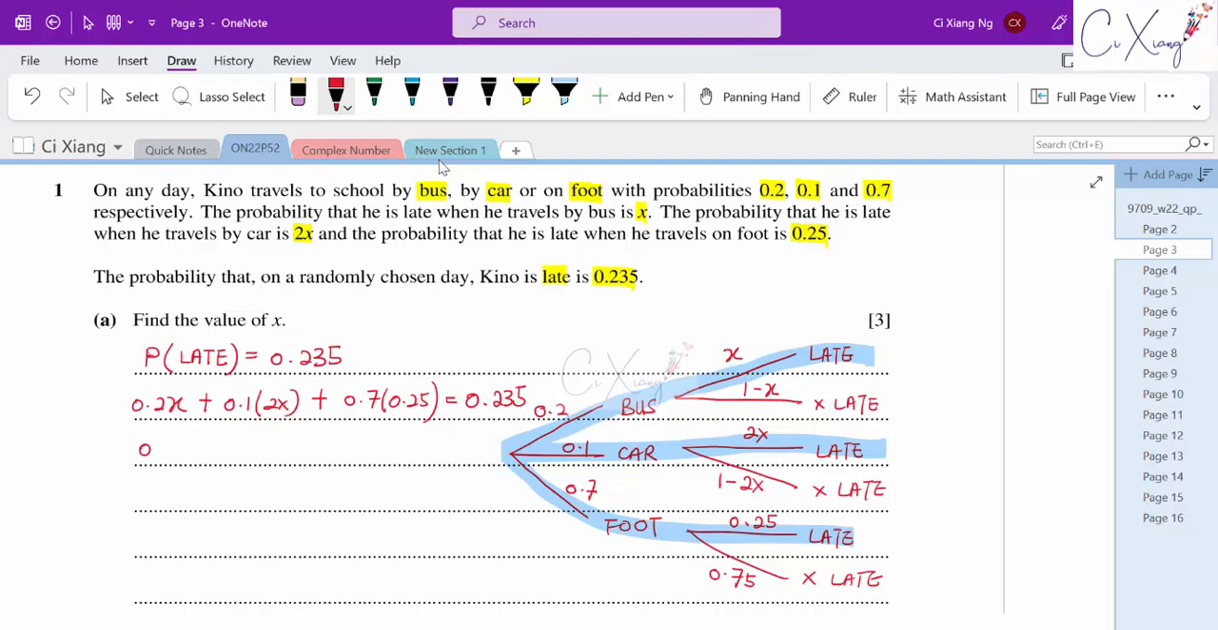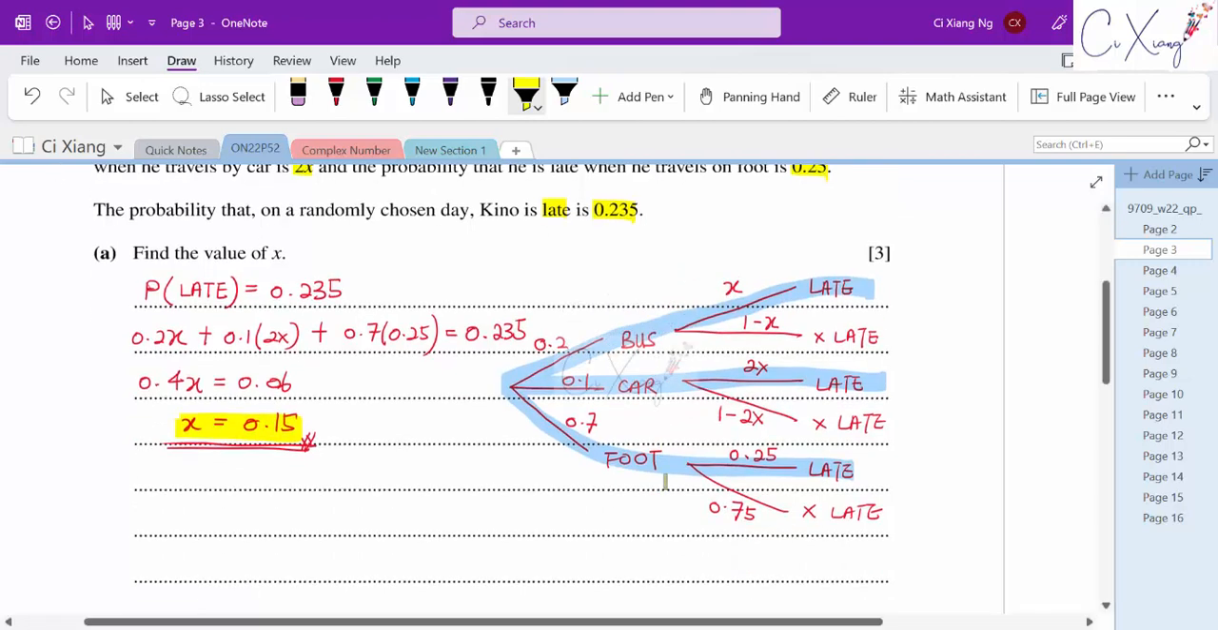If I simplify my equation, I get 0.4x equals 0.06, and continuing further, x is equal to 0.15. So this is how we get the value of x. If you don't want to draw the tree diagram, no problem. Just make sure you know how to combine all the probabilities together to get the total probability for the late case. So this is what you have for part A.